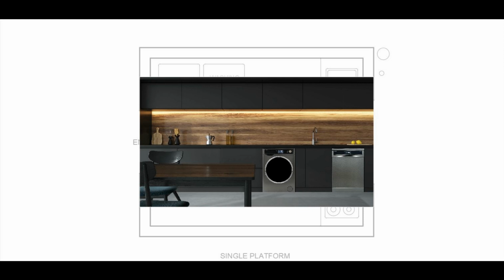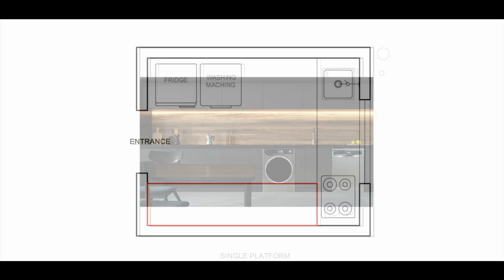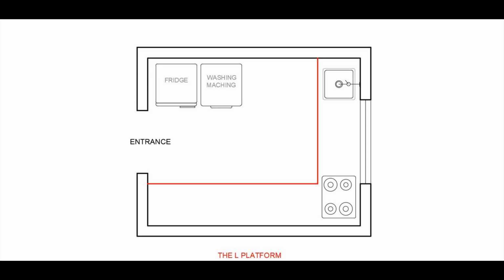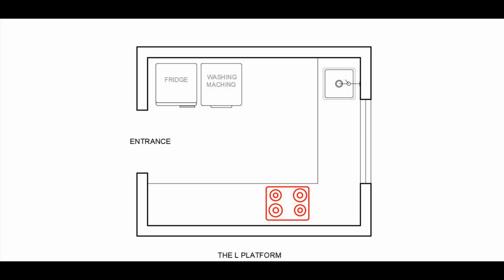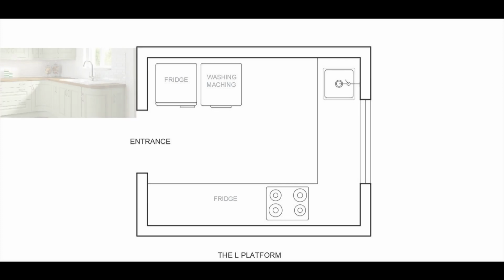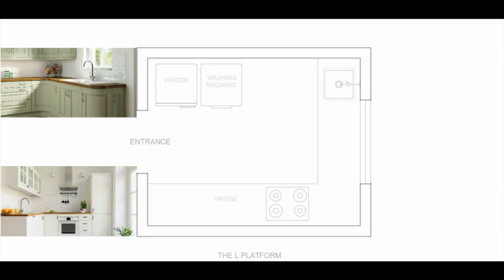Now let us move from the single platform kitchen to an L platform by adding a platform on your right. Now we will need to move the cooking hob from the uncomfortable corner place towards the side. You need to check whether there is a comfortable distance between the sink working space and the cooking hob. Now your L kitchen is ready. Here are the few examples of beautiful L-shaped kitchens.